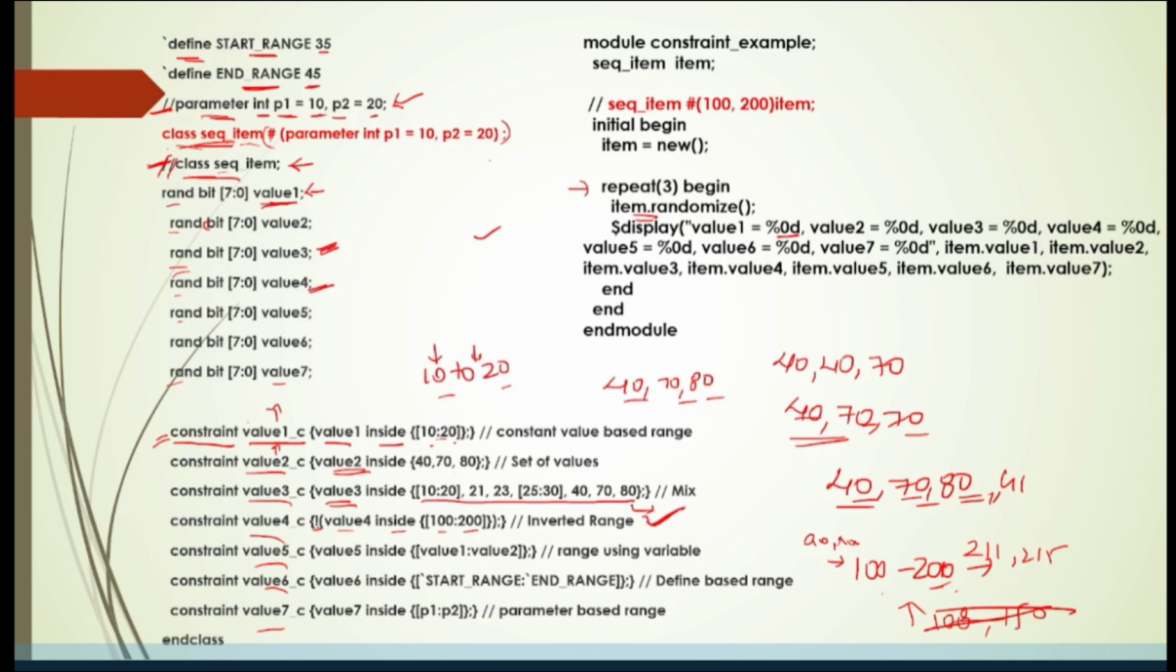All these values do not exist when you are randomizing this particular thing. Why? Because this is an inverted range. That means this would be the actual range, but I have done the inversion of this particular constraint.